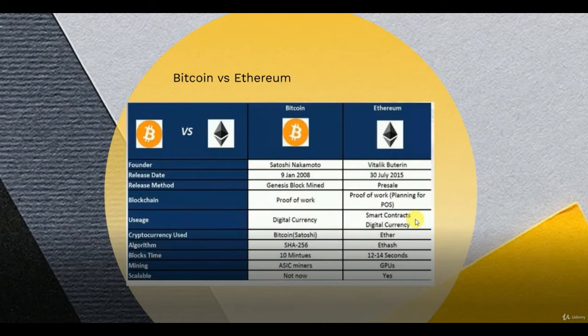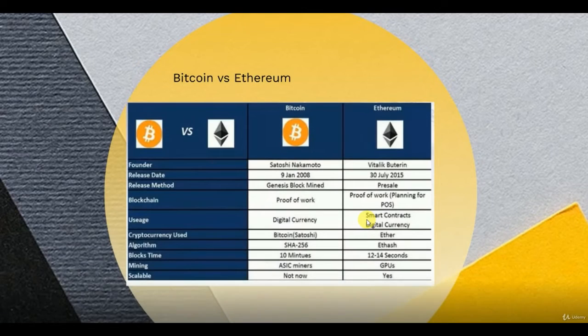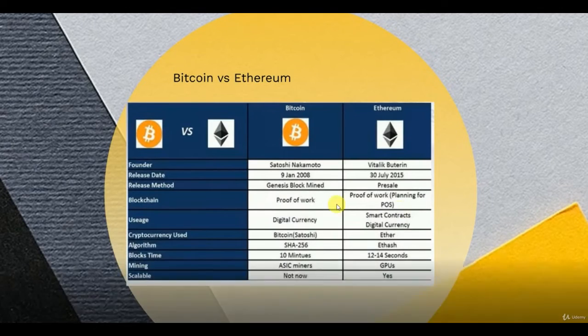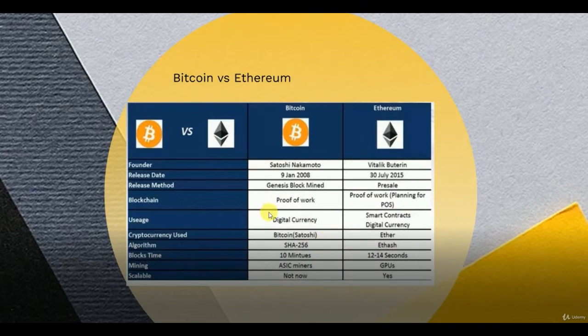You can have your own smart contracts. You can create the smart contract, and you can deploy that smart contract in the Ethereum network and the EVM. The smart contract will be run on the Ethereum virtual machine and you can execute your smart contract. There are so many things we can do in Ethereum, more than just dealing with the digital currency. But Bitcoin is fully dealing with the digital currency only.